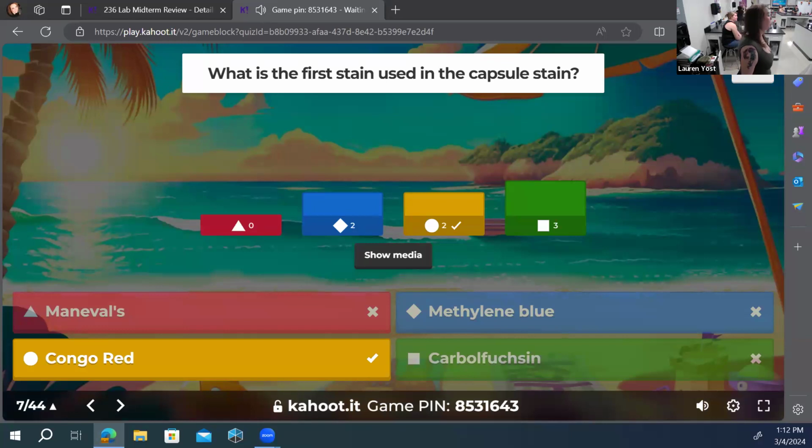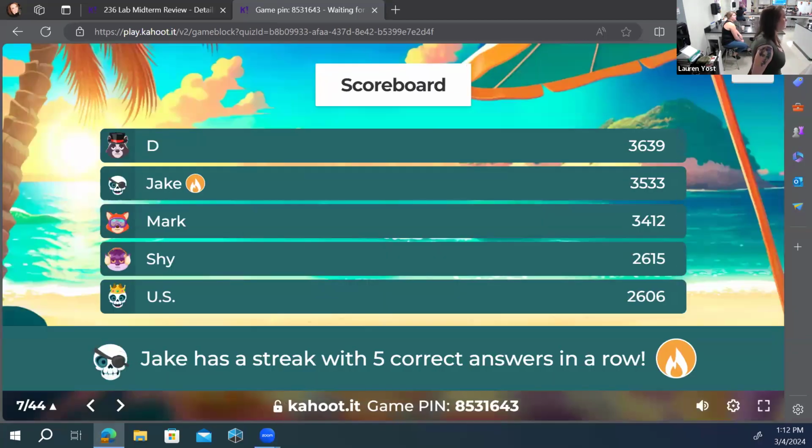Okay, so the first stain that we use in the capsule stain, and believe me, I'm not judging you guys because I know we're just getting ready to start studying for this, but the first stain used in the capsule stain is going to be Congo red. That's when we put the drops and then mix our stuff in and then spread it out like a blood smear. That's the capsule stain. So that's Congo red, and it is a negative stain.